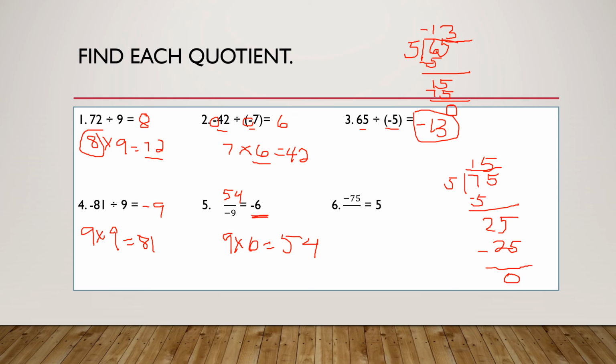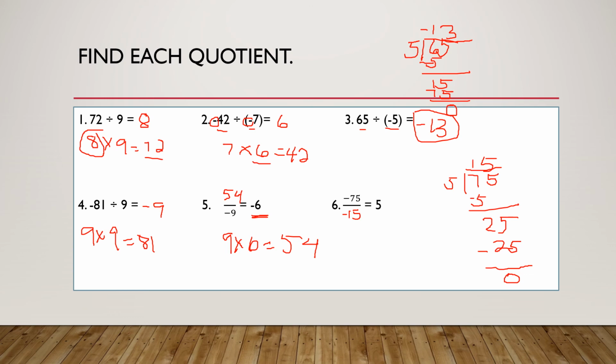So, what are we looking for? Okay, we're looking for 15. Okay, is that correct? What is still missing? Remember, our quotient is positive. So, therefore, we need negative 15. Okay? Did you get it?